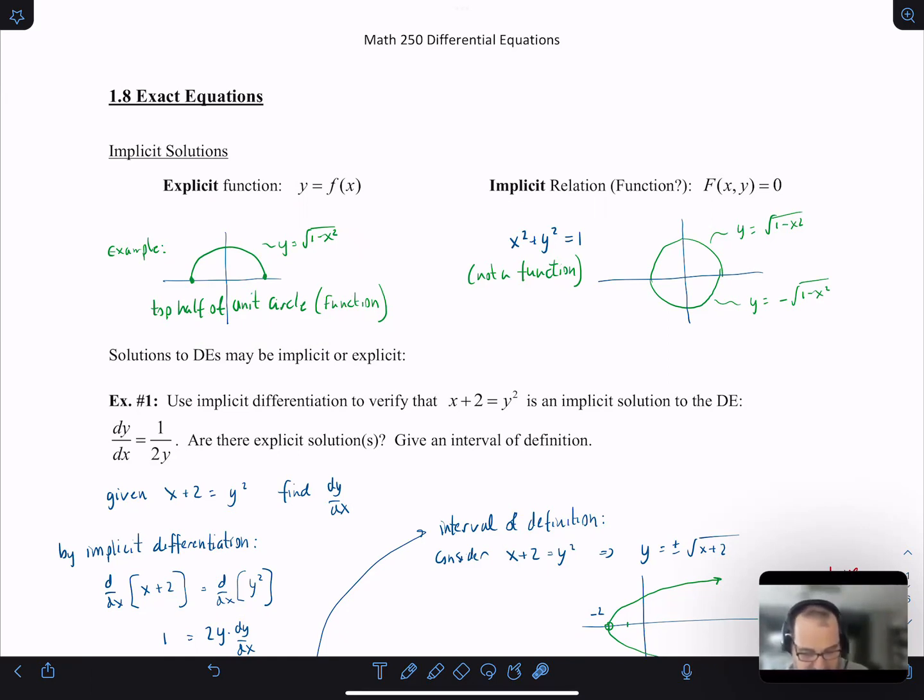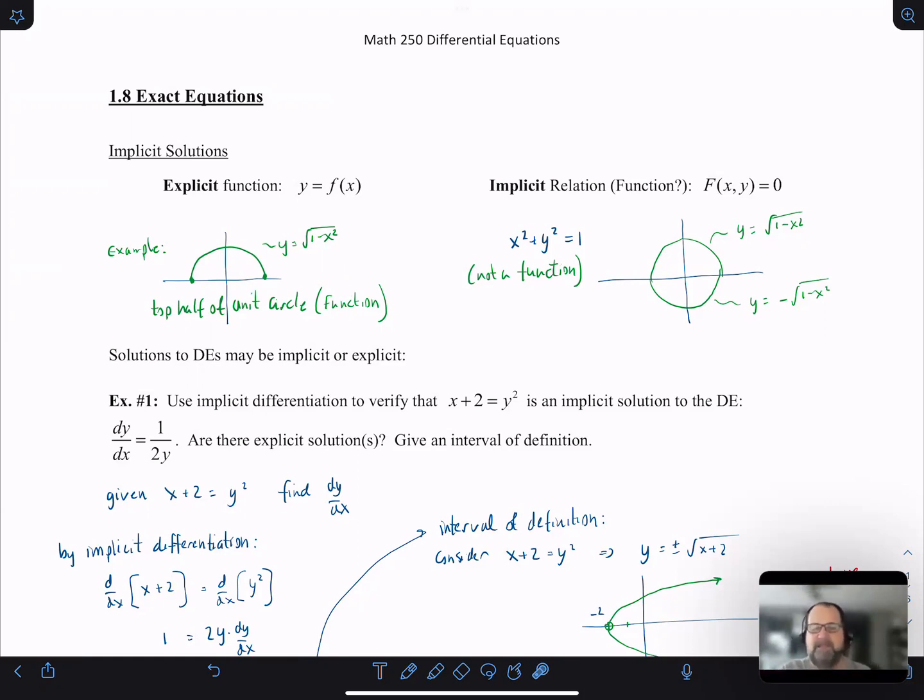An implicit relation here would be the equation of the unit circle, x squared plus y squared equals 1. This is not solved for y, or for x for that matter, so this is implicit. When we look at this equation implicitly, notice that this is not even a function at all, because it fails the vertical line test. A vertical line intersects this curve more than once. So again, this one would be implicit.